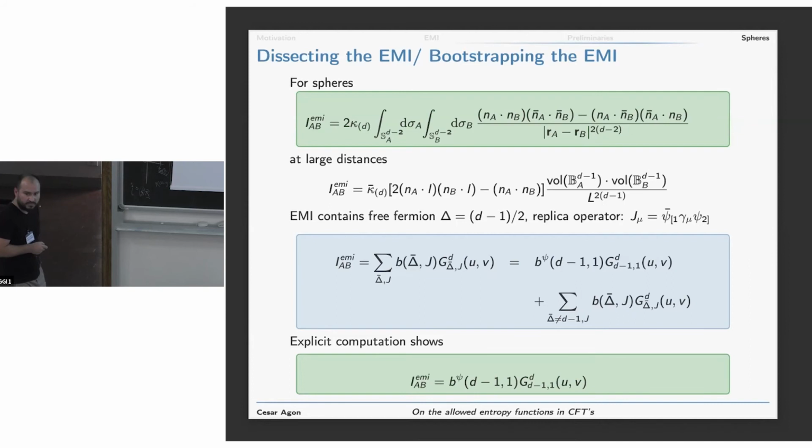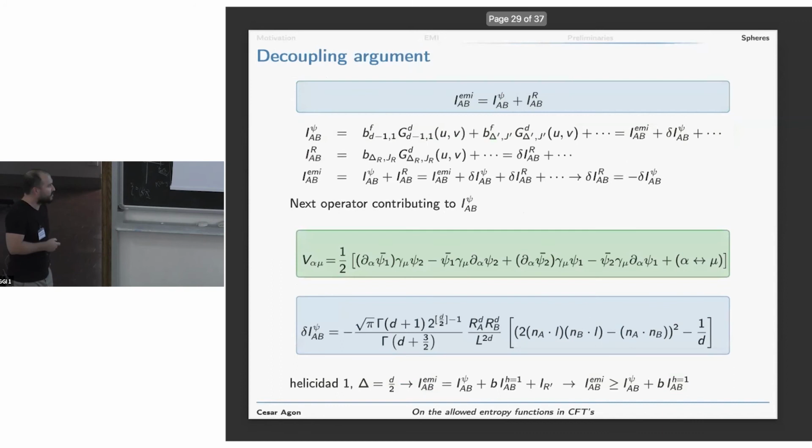So in this expansion, what we are saying is that if the EMI corresponds to a CFT, then it must be that all the contributions from all the other possible replica operators are such that they cancel completely and leave only the contribution of the free current. And that is kind of miraculous if something like that could happen. Okay. So the rest of the argument is just to show that actually this doesn't happen.